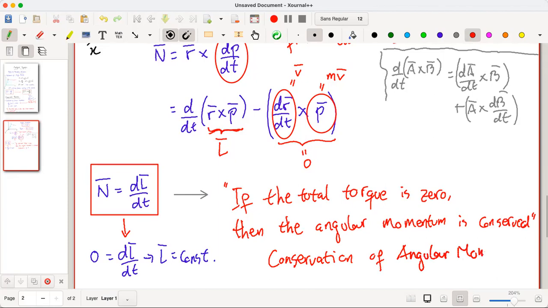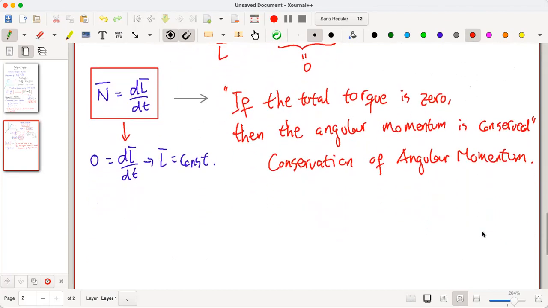Angular momentum. Okay, question? This is pretty elementary, yeah? Yes, sir. Now, next, I'm going to define work, right?